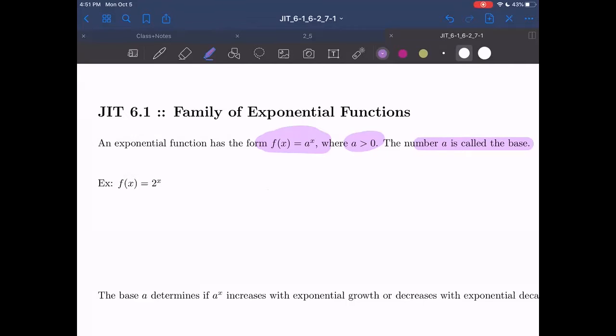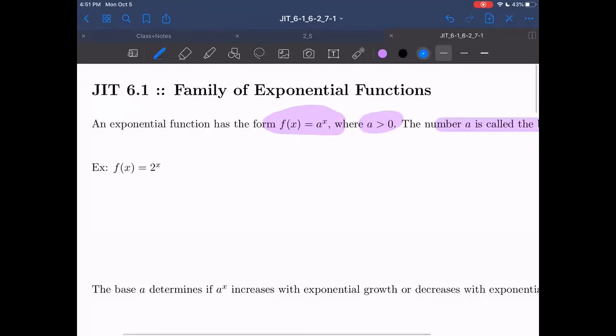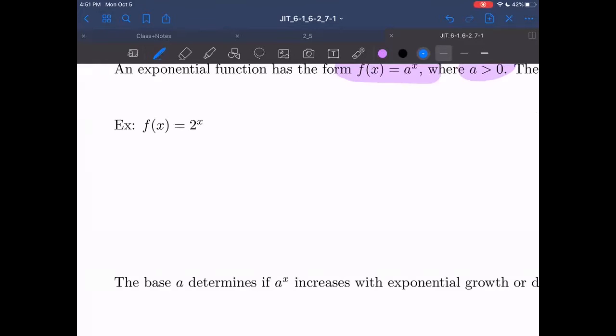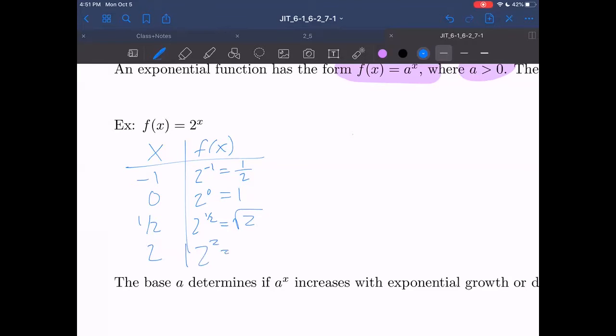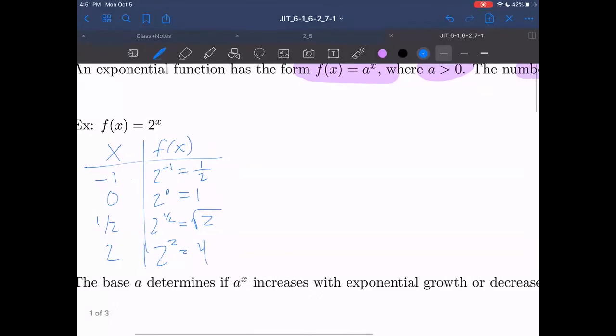Okay, so for example, if we've got our function f of x is equal to 2 to the x, we can graph it, so we can pick some points. Let's just pick the x values -1, 0, 1/2, and 2. Make it easy. So we plug these into our function, so we have 2 to the -1, which is just 1/2, 2 to the 0, which is 1, 2 to the 1/2, so square root of 2, and 2 to the 2, so 4. Okay, and we can graph them.